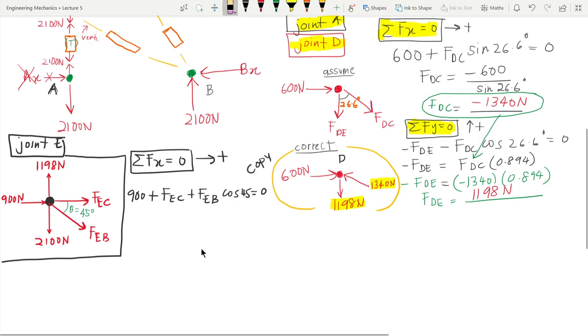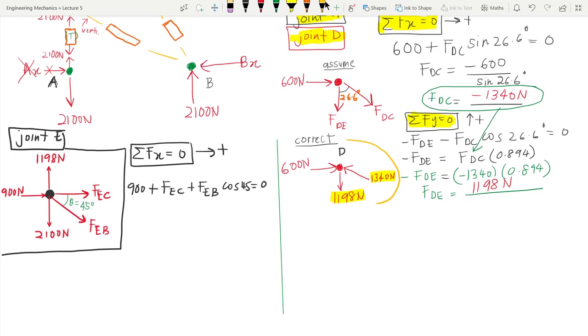Okay. So this is our border. Why does it look so bad? I should be using lines. This one looks good. It's our line. Okay. So 900 plus FEC, you don't know, plus FEB cos 45. Is that it? Yeah, pretty much. Let's simplify them. So you're going to get FEC plus 0.7071 FEB equals negative 900. This is equation number one. So now let's settle the other thing.